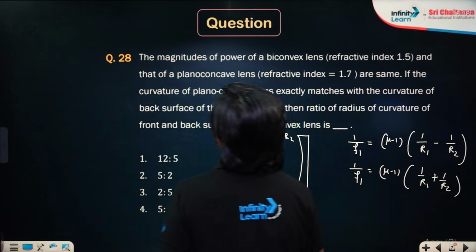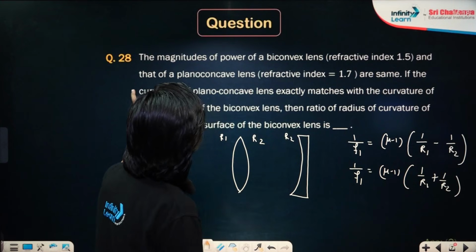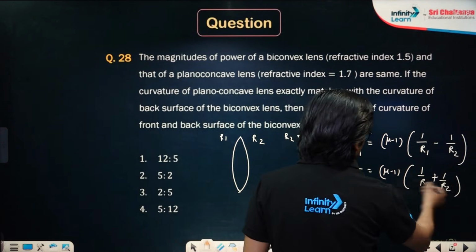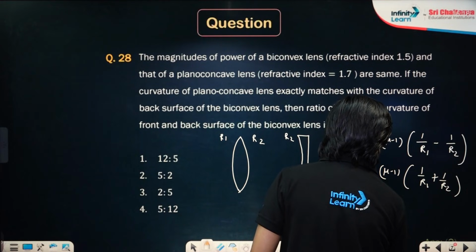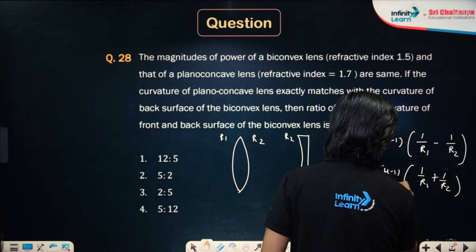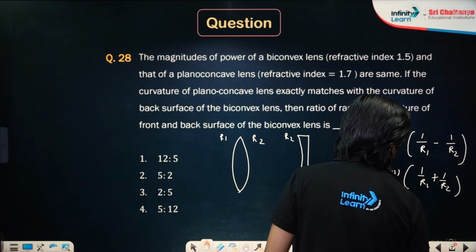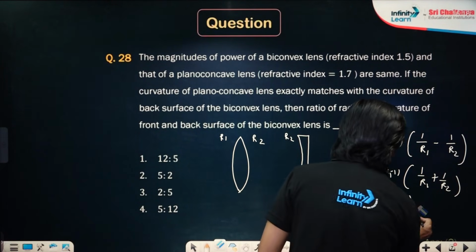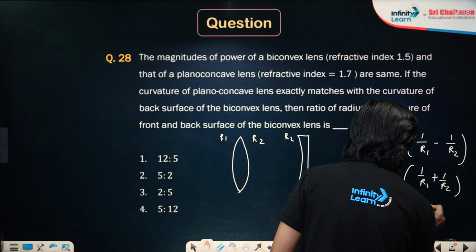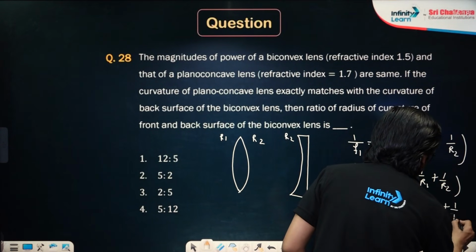Now according to the question, the magnitudes of powers of the biconvex lens and that of the plano-concave lens are the same. This is actually giving me the power. So this power P1 is equal to, let me take the refractive index as mu1, mu1 minus 1 into 1 by R1 plus 1 by R2.